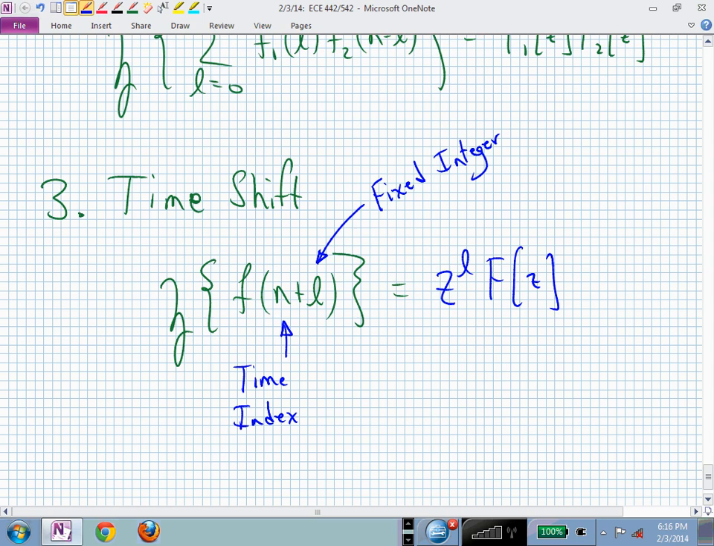But this is similar to what happens when we, let's say, delay in the time domain. We had an x of t minus tau. Then we have an e to the minus s tau, didn't we? And we know how z and e to the st are related between s and z.